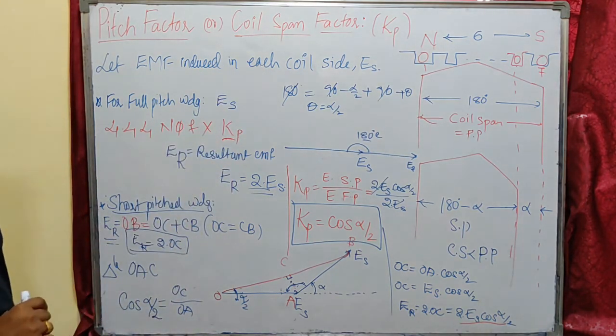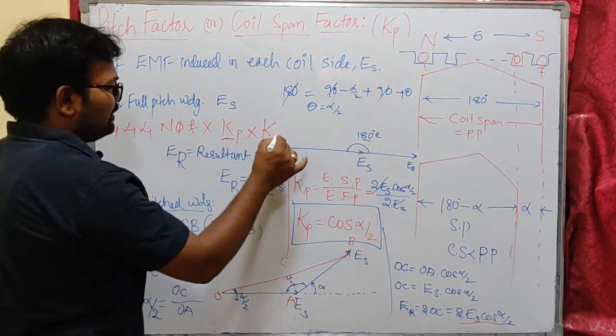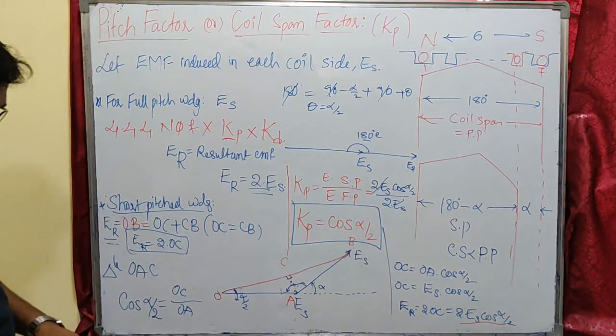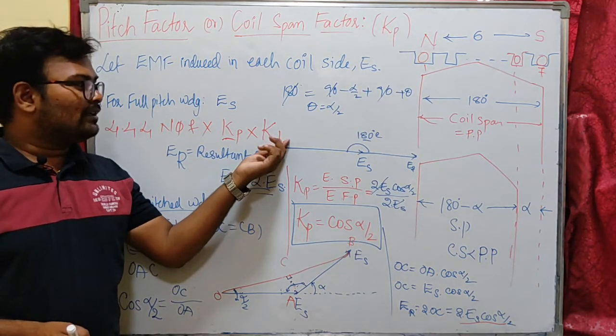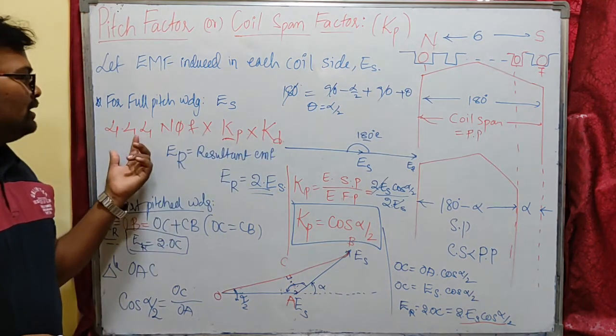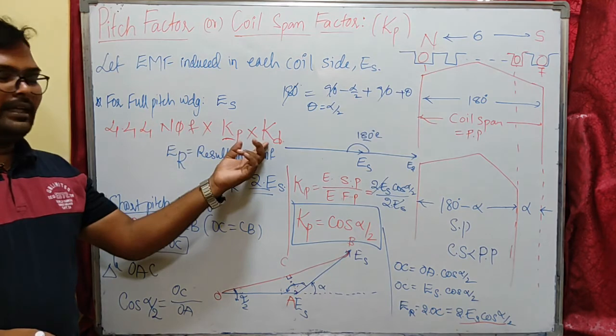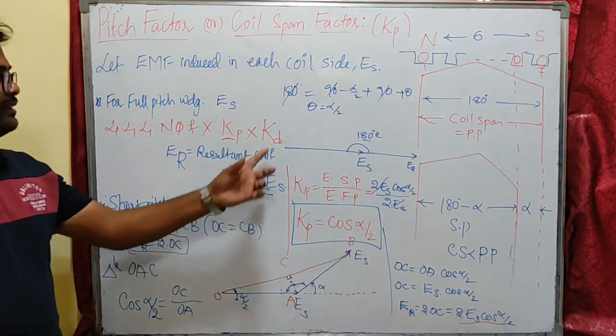Now for a distributed winding, we need to multiply this equation with another term, that is Kd. Kd is nothing but distribution factor. That means whenever we distribute our armature winding, we have to multiply this factor. Instead of concentrated, we have distributed. If it is concentrated, you don't need to multiply any factor like Kd, but for distributed winding, you need to multiply this factor. Now let us see what this Kd is.